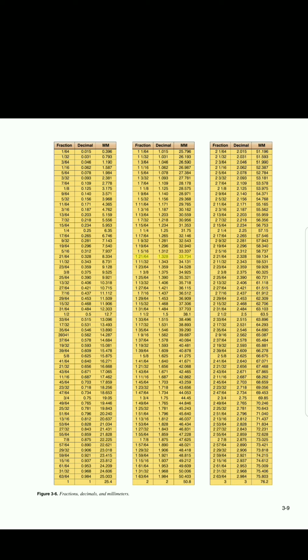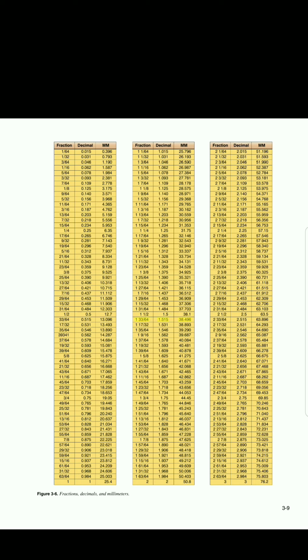1 and 21/64ths, 1.328, 33.734. 1 and 11/32, 1.343, 34.131. 1 and 23/64ths, 1.359, 34.528. 1 and 3/8ths, 1.375, 34.925. 1 and 25/64ths, 1.390, 35.321. 1 and 13/32, 1.406, 35.718. 1 and 27/64ths, 1.421, 36.115. 1 and 7/16ths, 1.437, 36.512. 1 and 29/64ths, 1.453, 36.909. 1 and 15/32, 1.468, 37.306. 1 and 31/64ths, 1.484, 37.703. 1 and 1/2, 1.5, 38.1.